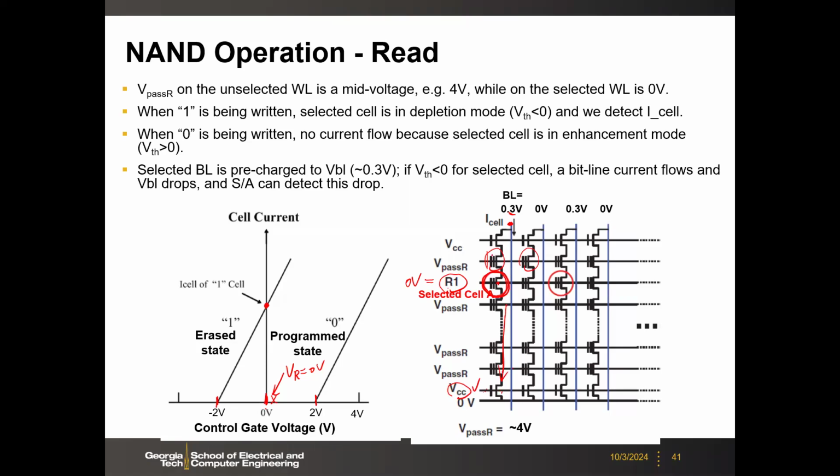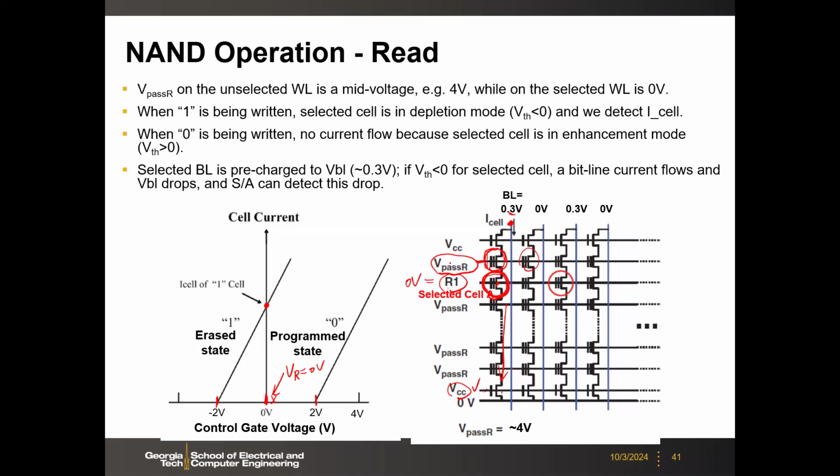So you need to allow the current to flow, and you have to make sure this bitline voltage is transferred to this selected cell. That means for the other cells, they need to be in the pass condition. Here we call it V pass R, R for read. This is different from V pass W, which is for programming.